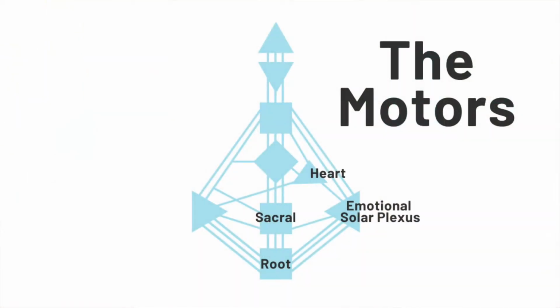Today I'm going to be talking about motors in human design. And in short, motors are four of the centers in human design. So we have four of them. They are the sacral, the emotional solar plexus, the root, and the will, which is sometimes called the heart or the ego. So we're going to dive into learning about these four motors, how to use them, what to watch out for, whether you have them defined or open.